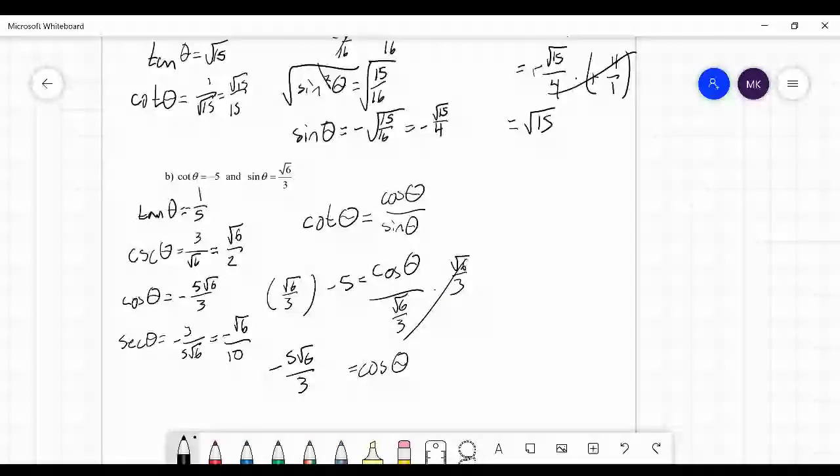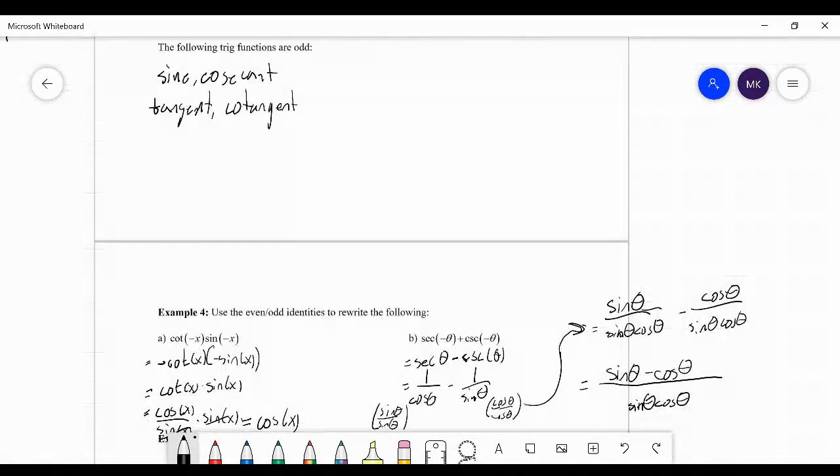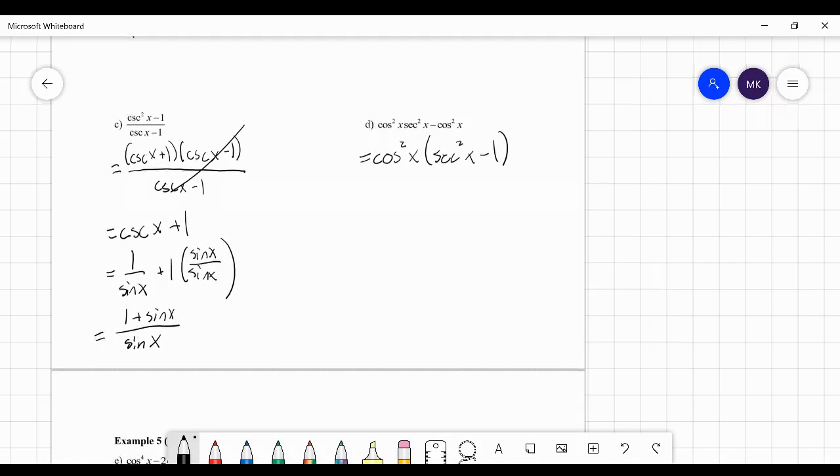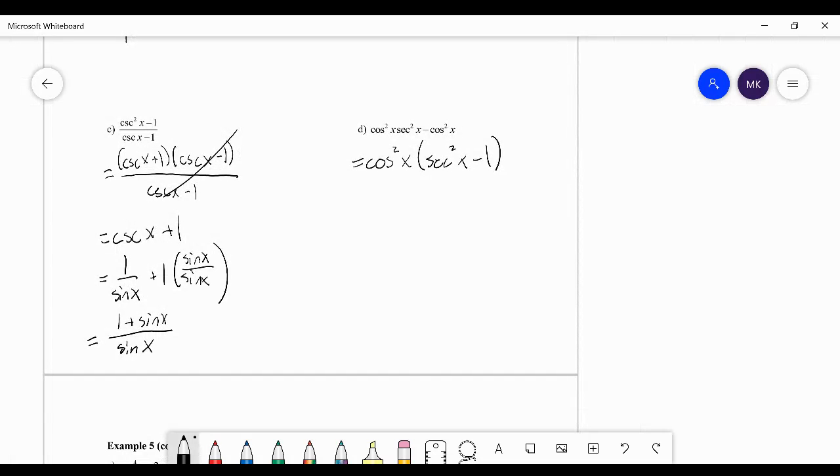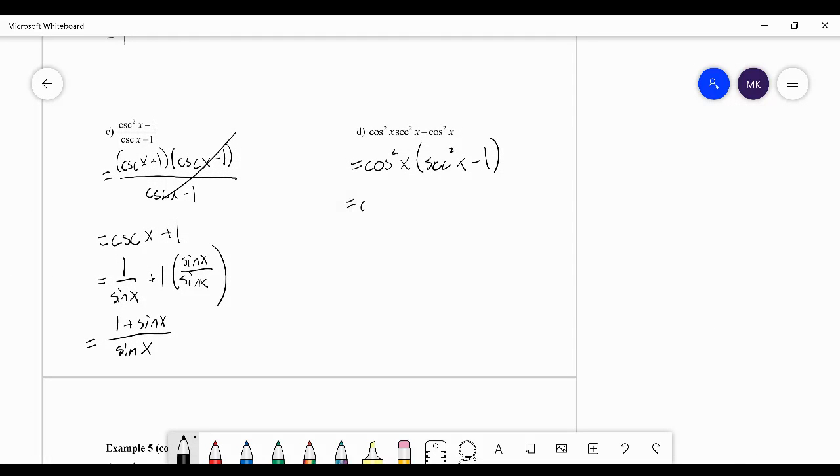Let's look back at what we're dealing with here. I have secant squared x minus 1. That's just tangent squared. So using the Pythagorean identity, this piece here just becomes tangent squared x. And tangent squared is just sine squared over cosine squared. The cosine squared goes away, and we get sine squared x. All right, we're doing it.